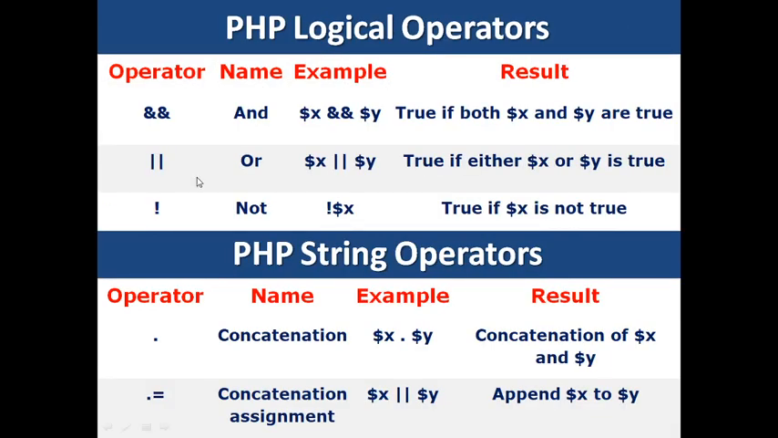PHP logical operators. AND operator, it is represented by double ampersand. True if both $x and $y are true. So AND, OR operator and NOT operator. OR is represented by double pipe. NOT is represented by exclamation mark. So we'll check it one by one.